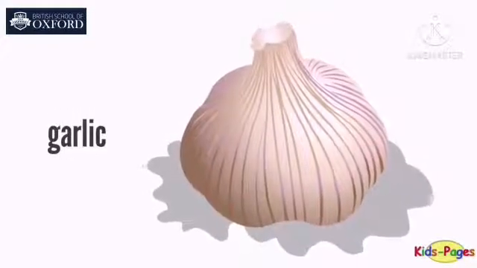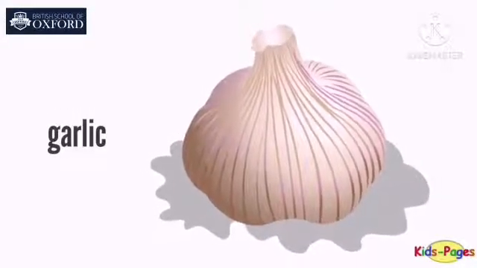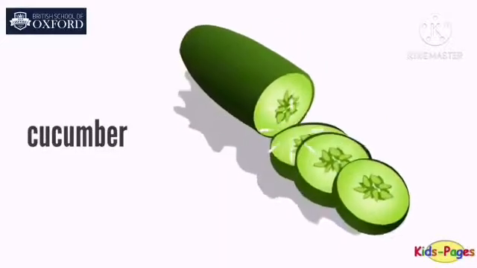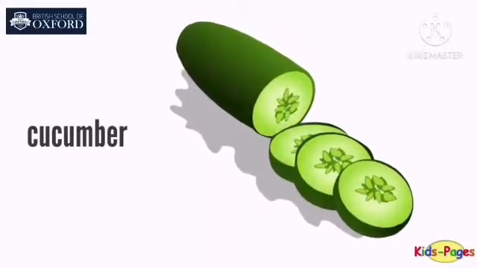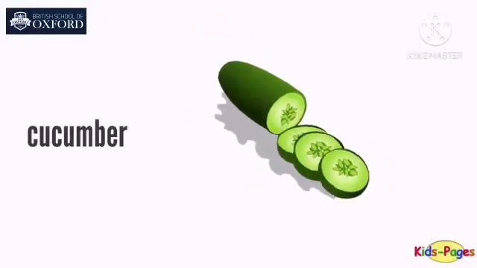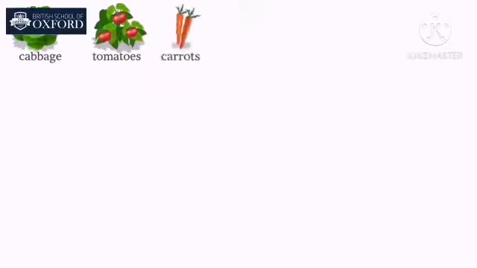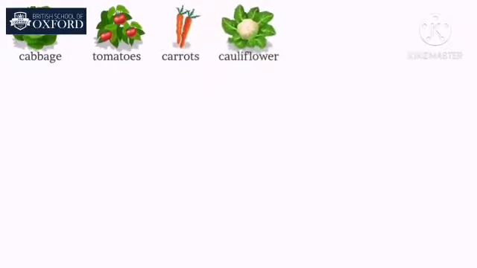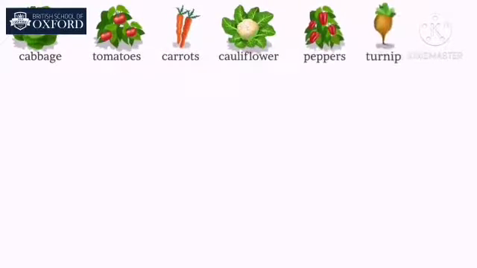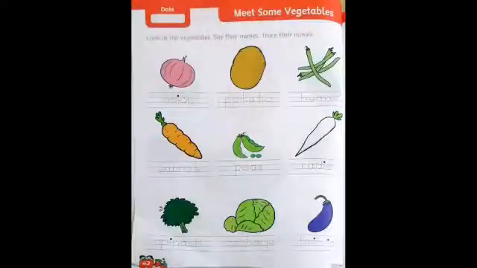Next one is garlic. This one is garlic. Read it with me. Cucumber. Here is vegetable for you. Cucumber. Corn. You like to eat corn? This is called corn. Cabbage, tomatoes, carrot, cauliflower, peppers, turnip, spinach.